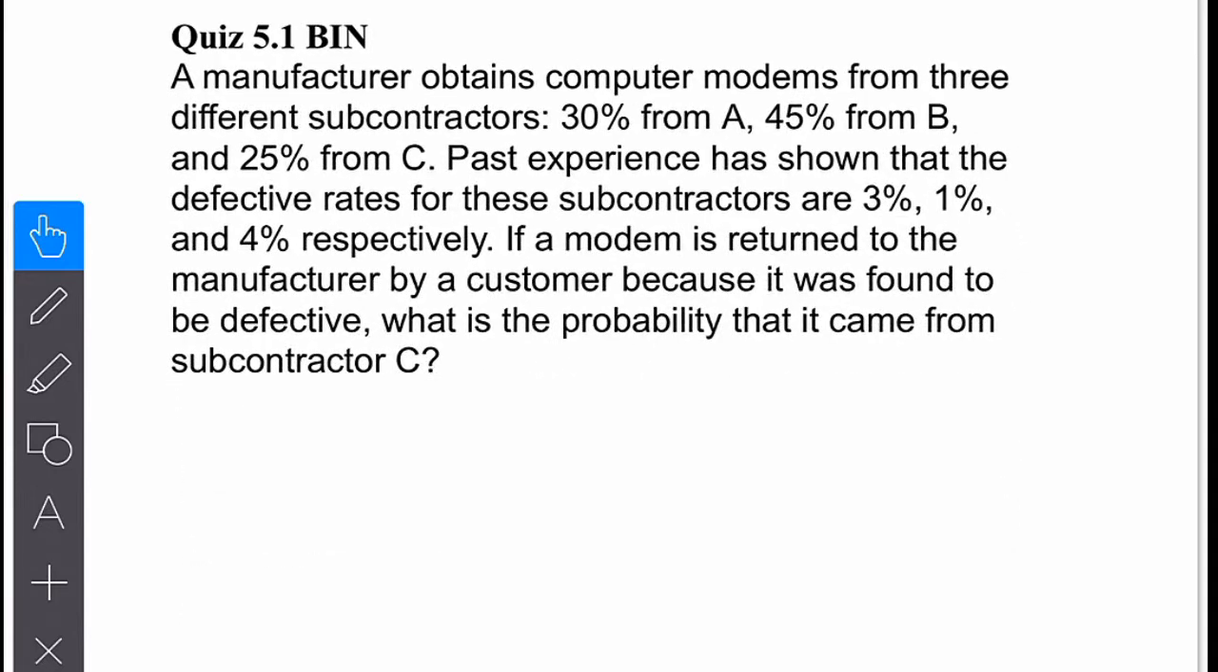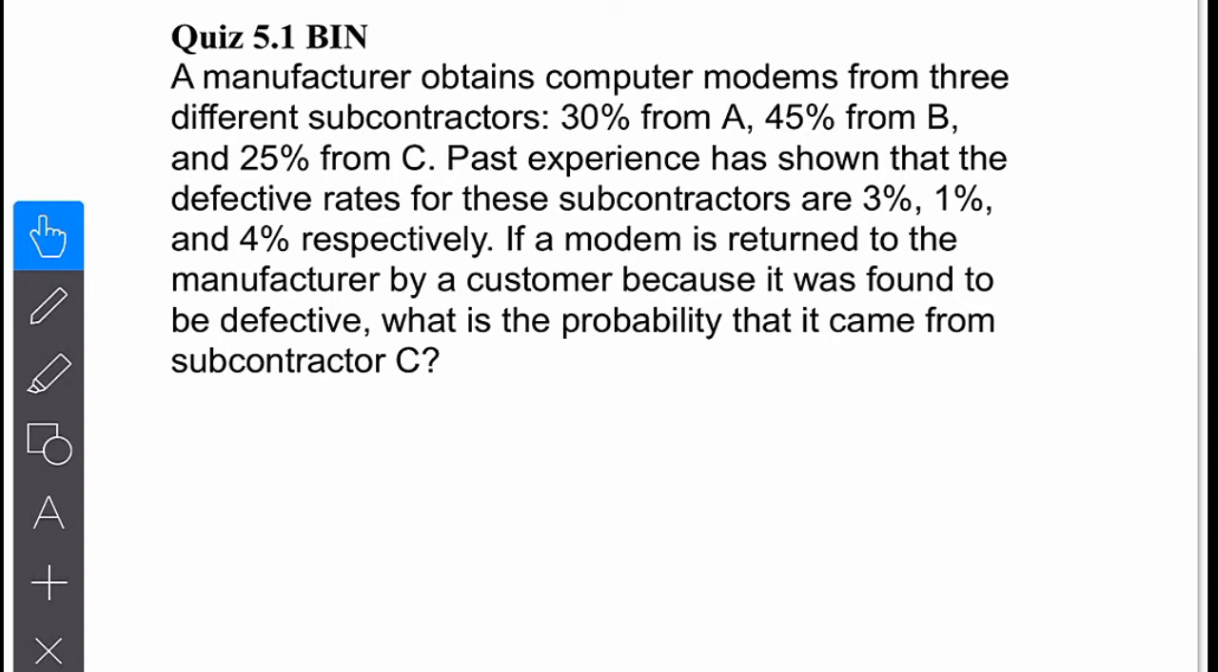A manufacturer, this is a bin problem, obtains computer modems from 3 different subcontractors, 30% from A, 45% from B, and 25% from C. Past experience has shown that the defective rates for these subcontractors are 3%, 1%, and 4% respectively. If a modem is returned to the manufacturer by a customer because it was found to be defective, what is the probability that it came from subcontractor C? Again, you should have a sense that this is going to be a Bayes problem, right?